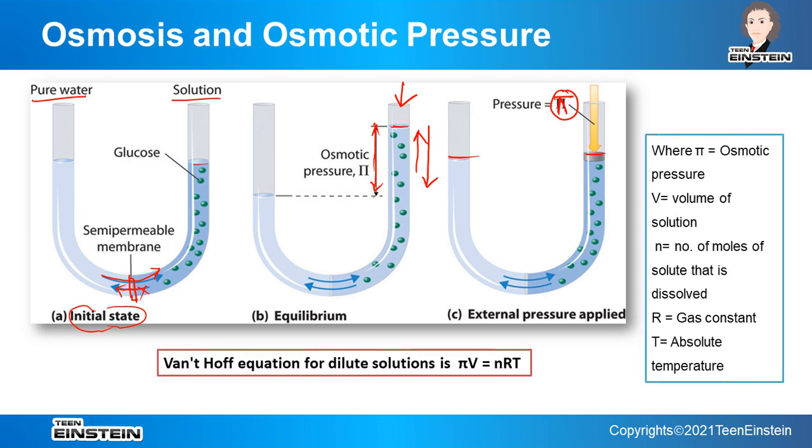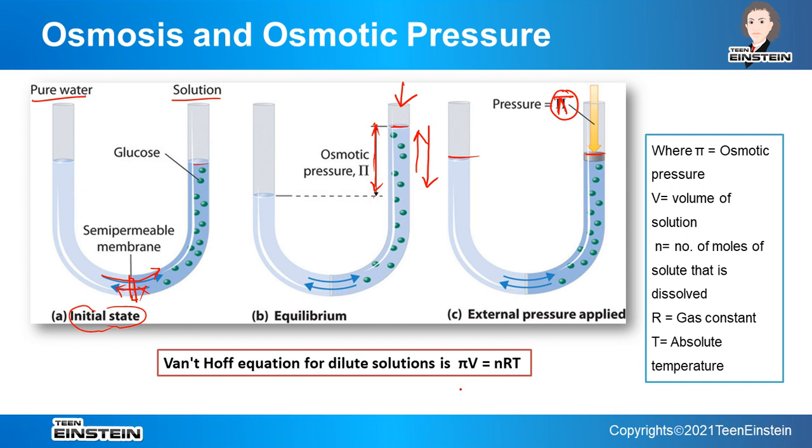Now the equation that we use here is known as the Van't Hoff equation for dilute solutions. Remember, this is for dilute solutions. Actually, all the colligative properties that we have discussed hold only for dilute solutions, because only when it is dilute will it follow Raoult's law. So here we have the equation pi V equals nRT.